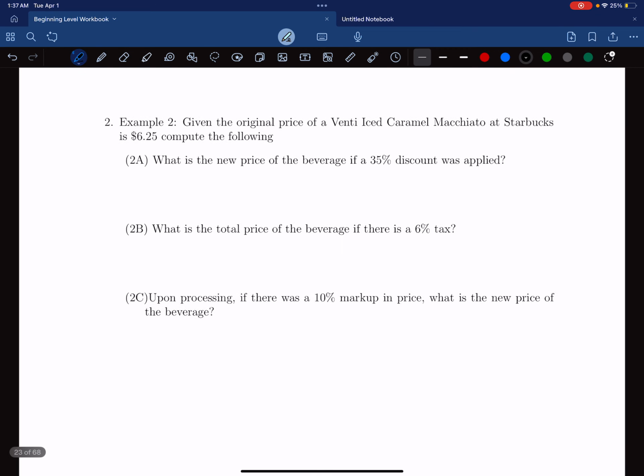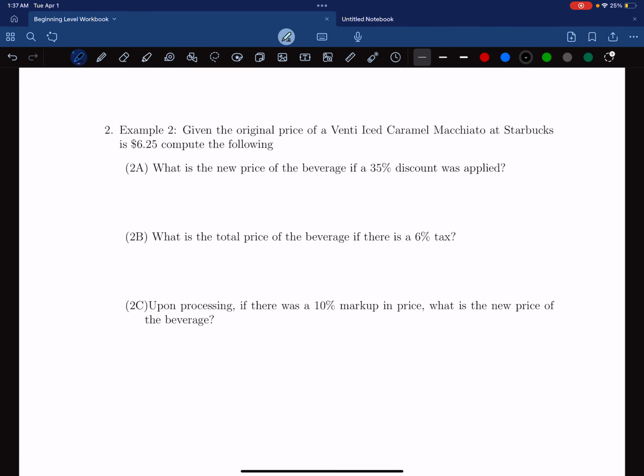Now, we have one more example for this unit. So I encourage you to pause this video and try it on your own. And assuming you have given it a go, let's work through it. So it says, given the original price of a venti iced caramel macchiato at Starbucks is $6.25, compute the following. So we want to know, what is the new price of the beverage if a 35% discount was applied?